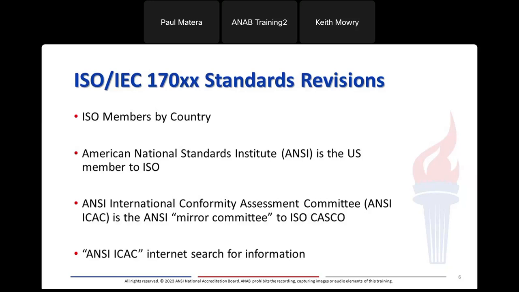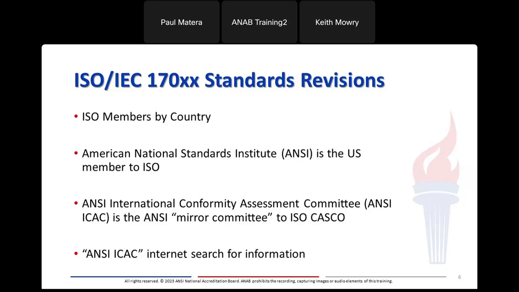There's an organization that serves as the member body to ISO. And here in the United States, the American National Standards Institute, or ANSI, is the US member body to ISO. Now, under ANSI rules, there are individual committees formed to interact and provide input to individual ISO technical committees. And these are called U.S. Technical Advisory Groups, or TAGs. For ISO CASCO, the ANSI International Conformity Assessment Committee is the U.S. TAG to ISO CASCO.